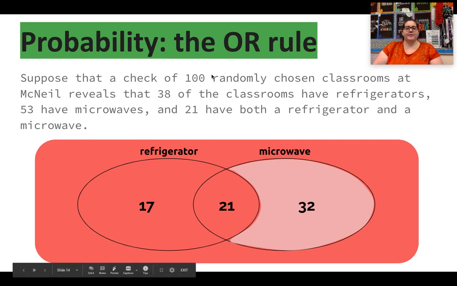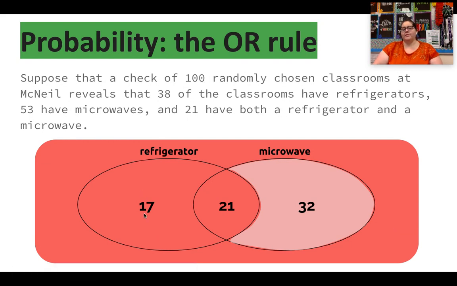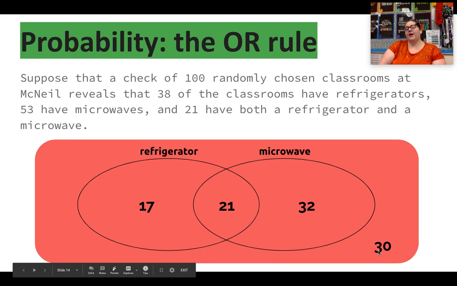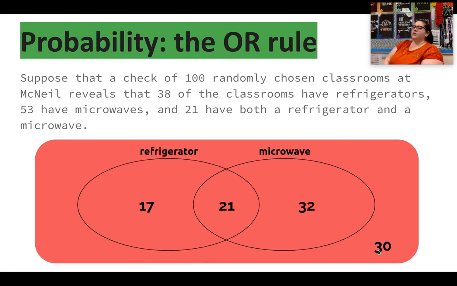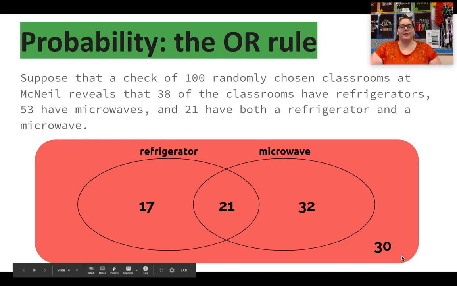Then if I look at my numbers, I know that there were 100 randomly chosen classrooms, and so far I've accounted for 17 plus 21 plus 32 classrooms, which is 70, which means there are 30 other classrooms that don't have either. They're in the outside of both circles. And those classrooms matter too. That's going to be part of our probability discussion. We want to make sure we know that there are classrooms, situations or events that are outside of both circles.